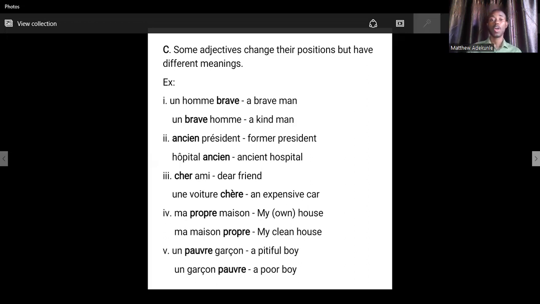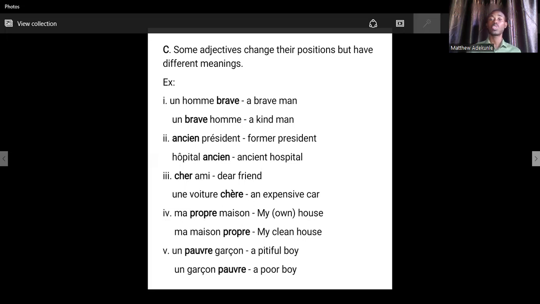We have "brave", un homme brave, a brave man. But when you can see that it is just like a normal adjective that is coming after the word homme, non brave. But when you say homme bravo, it is still correct in French, but it has another meaning entirely. It means a kind man. So brave can mean kind. It can also mean brave. So homme bravo ou bien un homme brave.